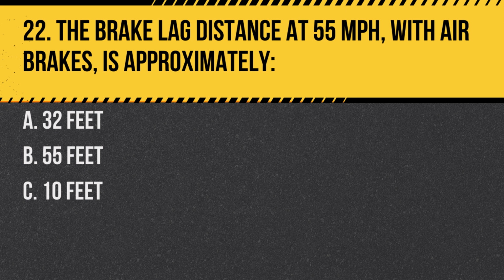Question 22. The brake lag distance at 55 miles per hour with air brakes is approximately A. 32 feet. B. 55 feet. C. 10 feet. Answer: A. 32 feet. This is the distance the vehicle travels before the brakes start to take effect.